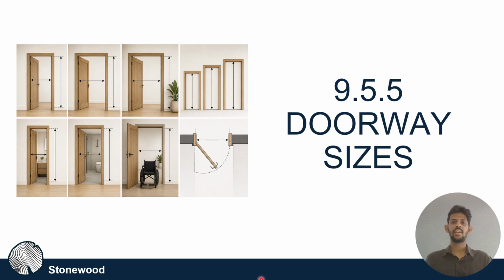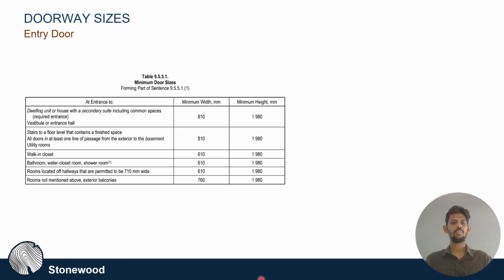Hello everyone, welcome back to the video. In this video we are going to learn about the minimum doorway width and height under 9.5.5. So let's start it. Let's open the table 9.5.5.1 and start with the entrance unit.